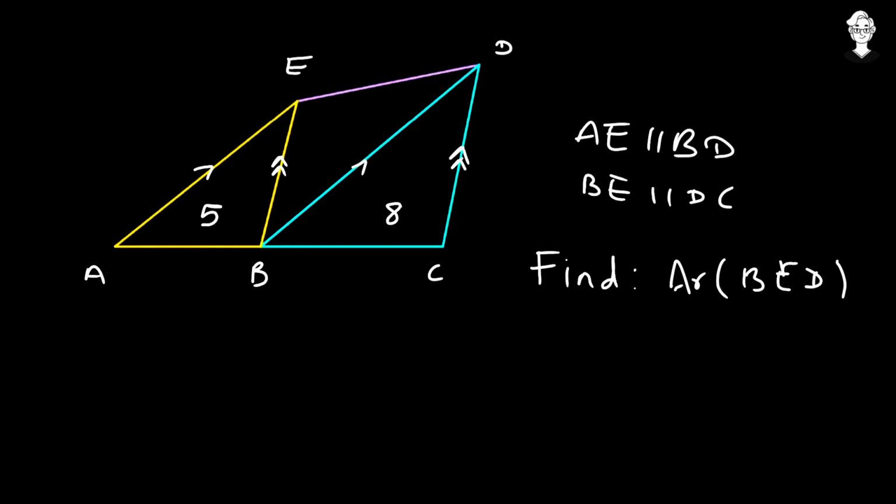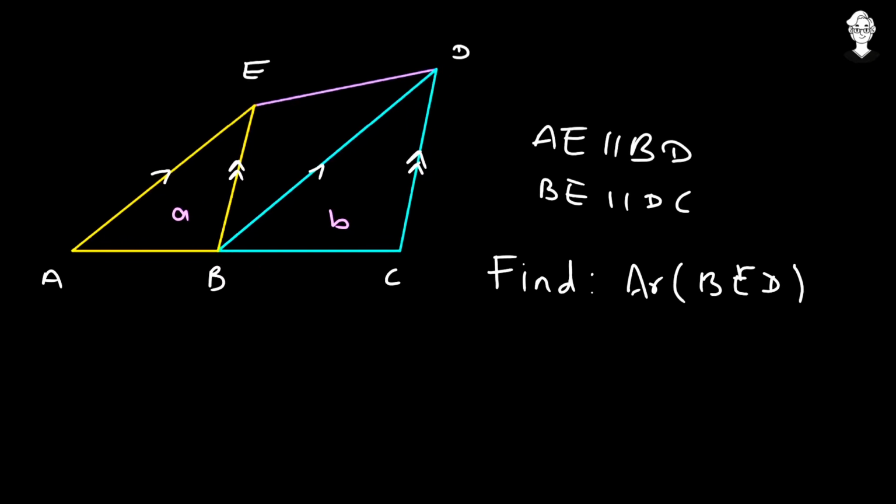So first of all, as the areas are 5 and 8, what if the areas are 13 and 17, or 25 and 56? Meaning, if the areas differ, we have to think of a general solution. So for that, I am going to keep the areas as variables a and b. Let the area of this be a and the area of this be b. And what we have to find is the area of the triangle BED. Let it also be a variable x.